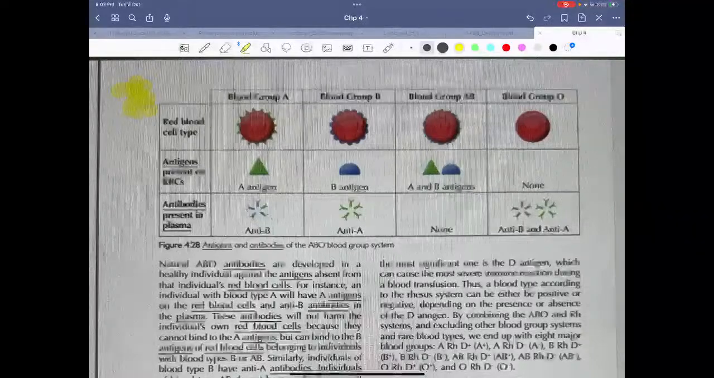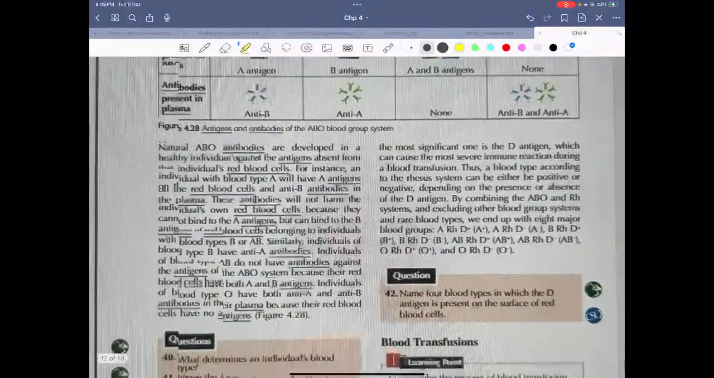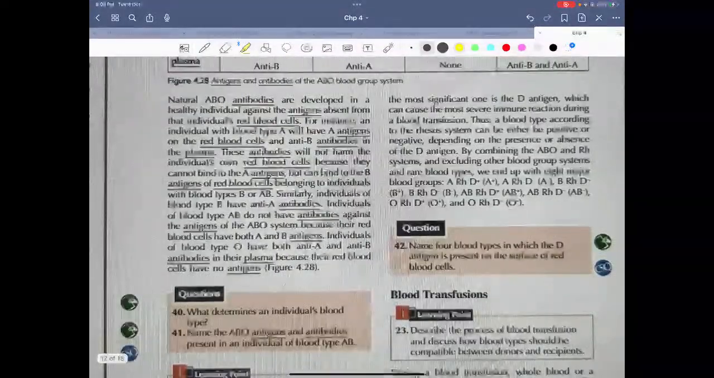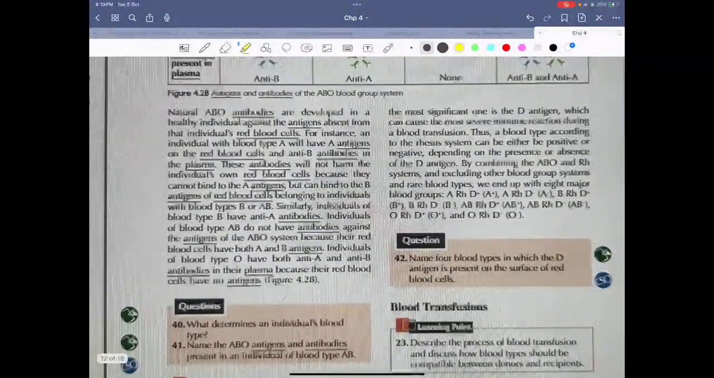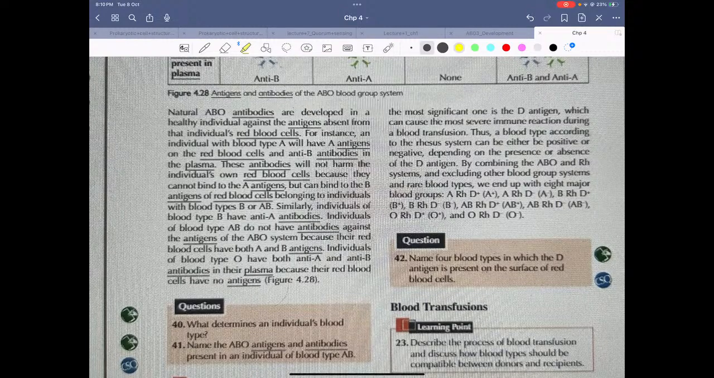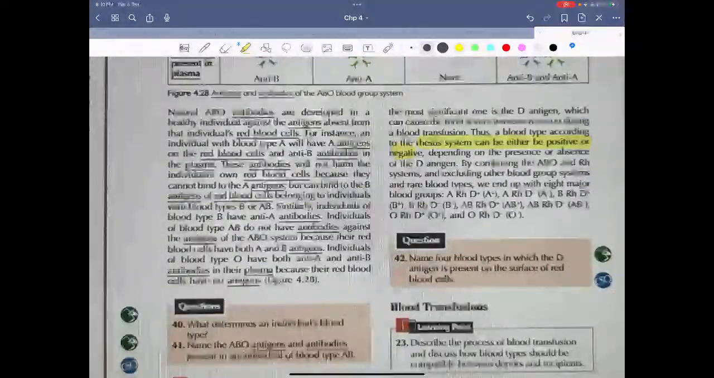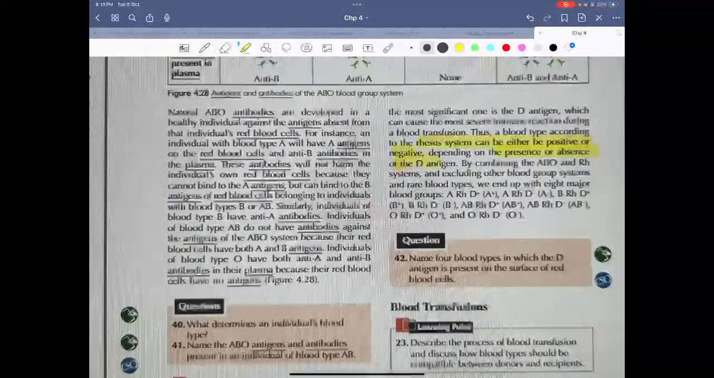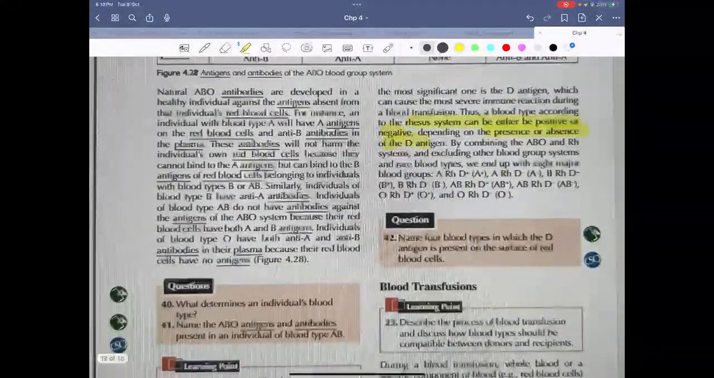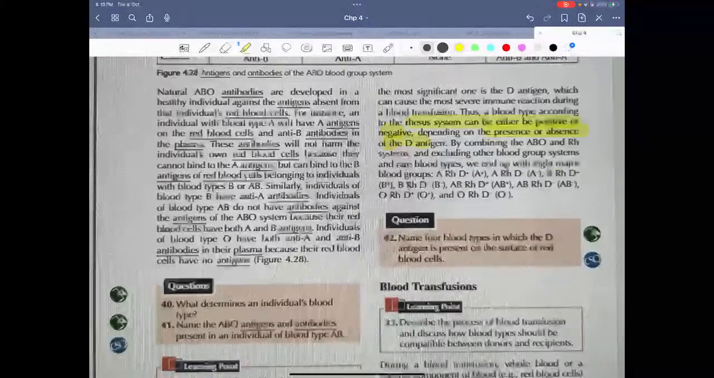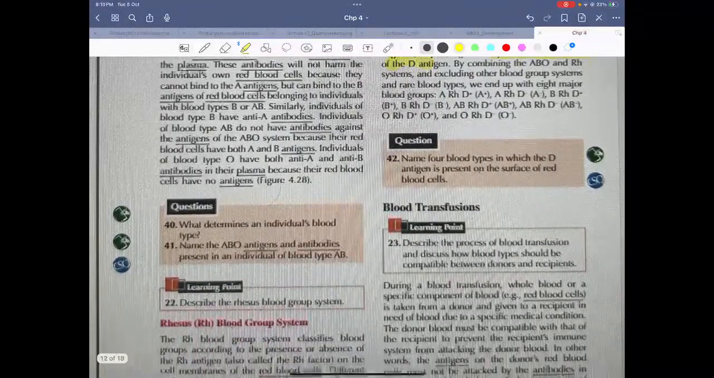Okay, so let me move on directly to the RH system. So it's right here. Okay, Anas, now I'm going to be talking about the D antigen. The RH system is related to the D antigen. So you can either have a positive or a negative depending on the presence or absence of the D antigen. So now you end up with 8 major blood groups. You have A+, A-, B+, B-, AB+, AB-, O+, and O-. Okay, that's related to the RH system.